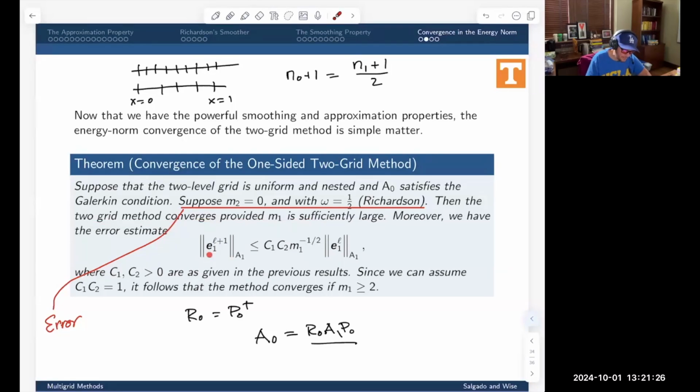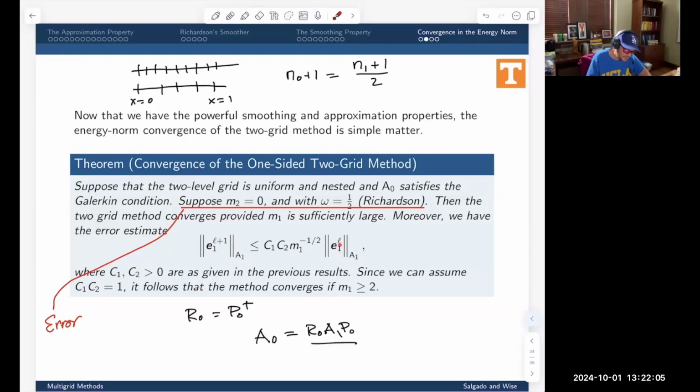So the error at iteration L plus 1 in the energy norm, remember this is an energy norm convergence study, is less than C1 times C2. C1 is the constant that came from the approximation property. C2 is the constant that came from the smoothing property. All right, times M1 to the minus 1/2 power. So this just means 1 over the square root of M1 times E1L in the energy norm. In other words, the error at the previous iteration step.